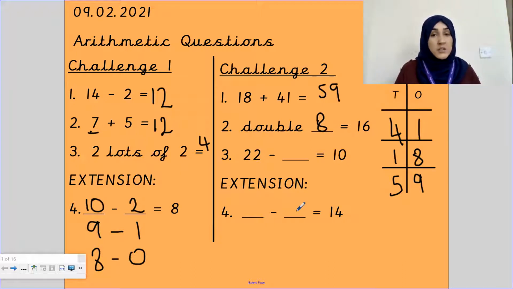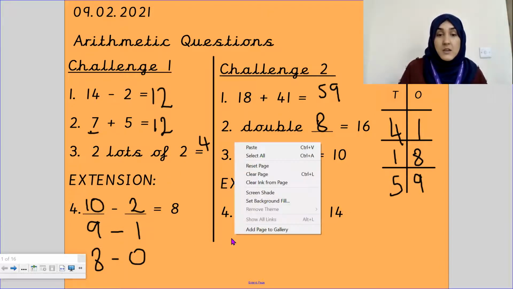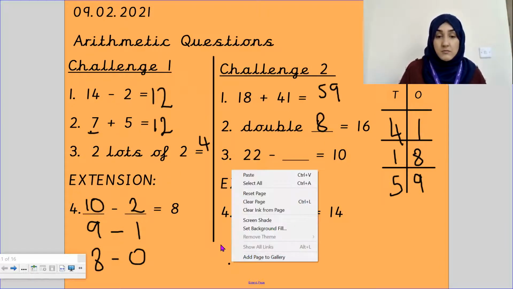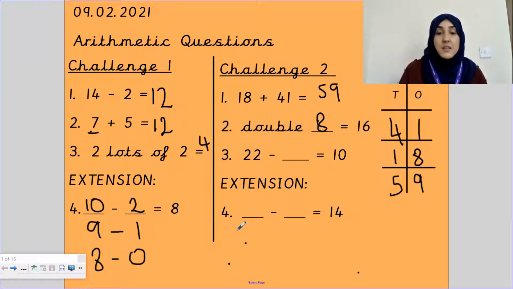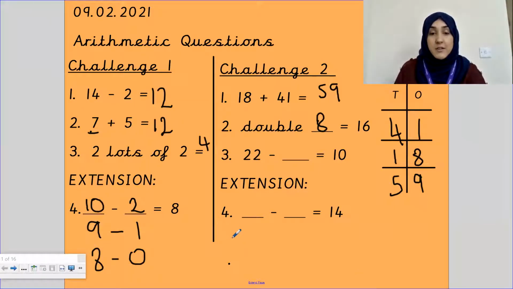Now, if you aren't sure, another way that you could answer this question is, draw 16. Oh dear. Hang on. Right, you could draw, oh, what's happening? Okay, so let's get rid of those dots.